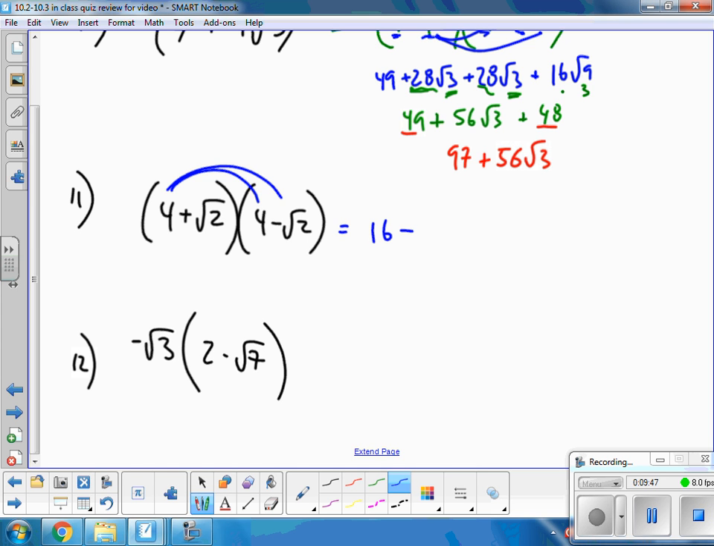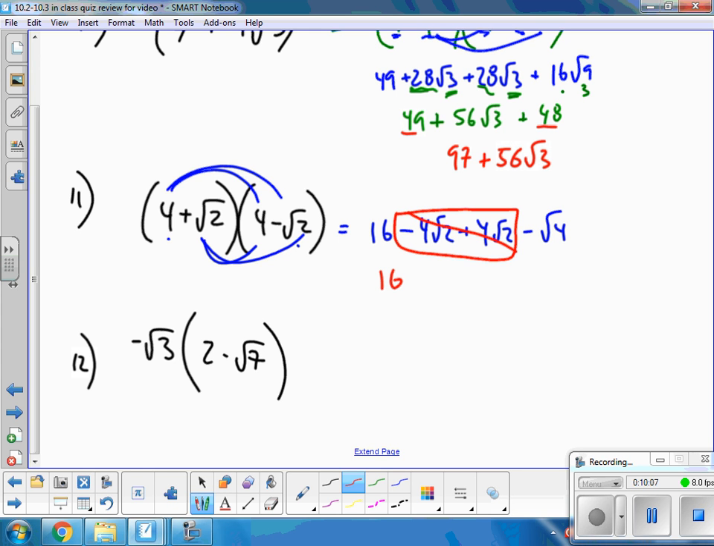Outside is going to be, I've got a 4 and a square root of 2, so it's minus 4 times the square root of 2. Inside, it's 4 times square root of 2, so it's a positive. And I've got a square root of 2 times a negative square root of 2, so it's negative square root of 4. If I simplify this out, I'm going to have a 16. These actually cancel each other out. Square root of 4 is 2, so 16 minus 2. I end up with 14 as my answer for number 11.